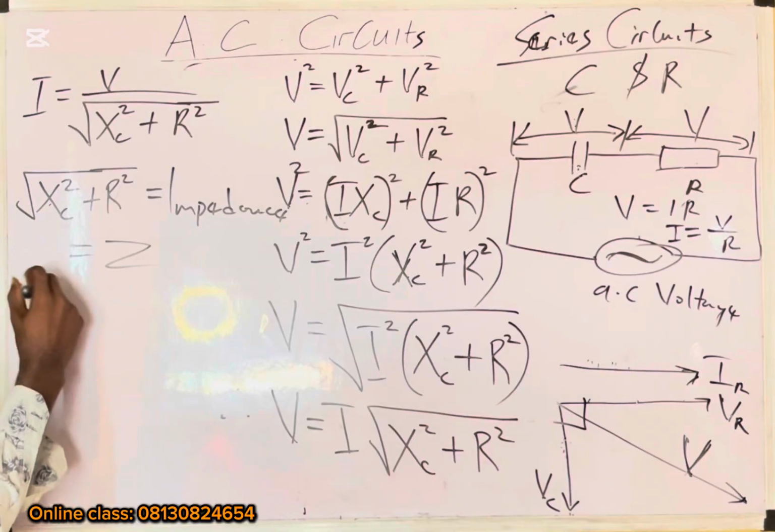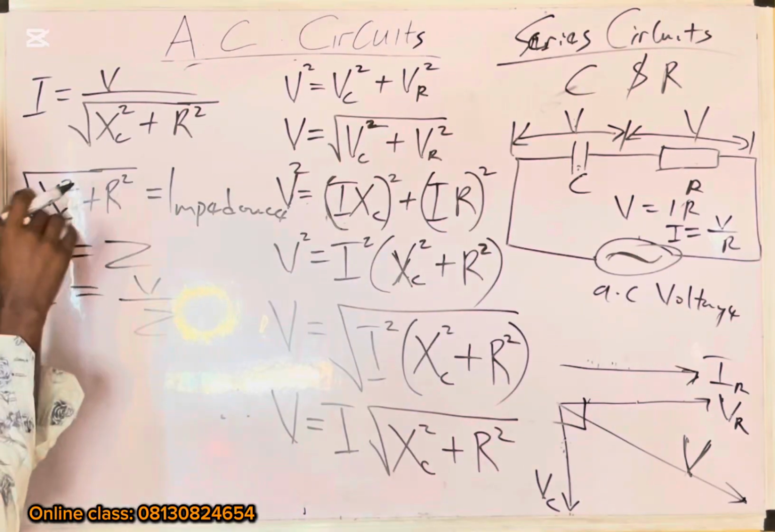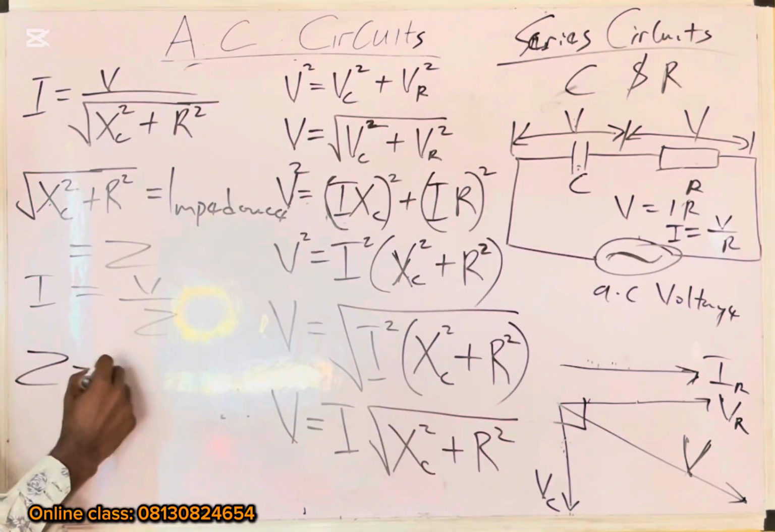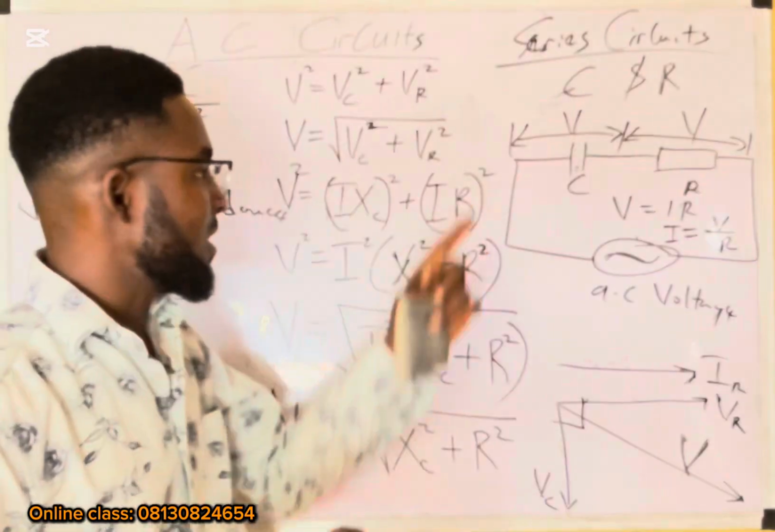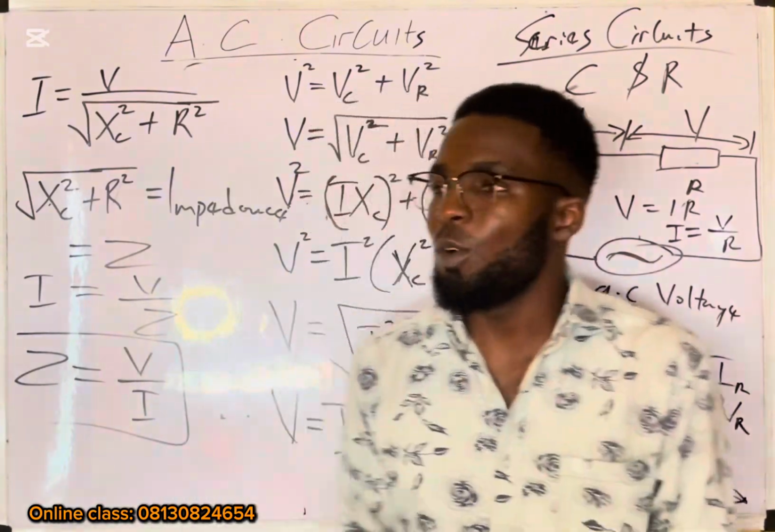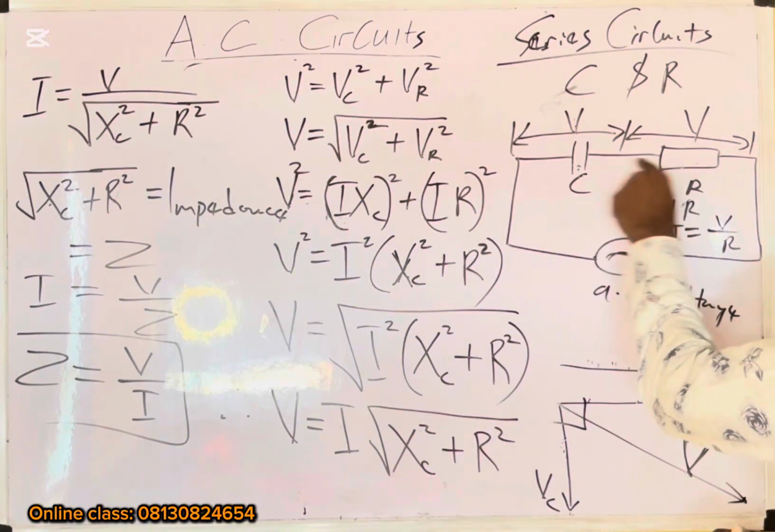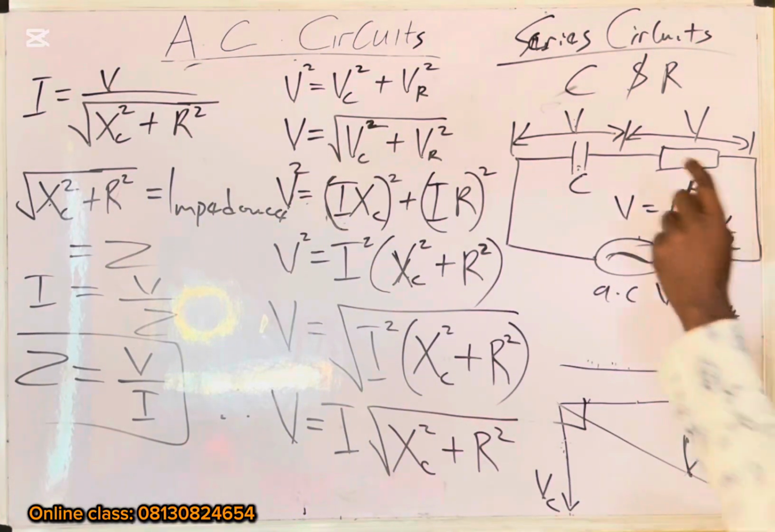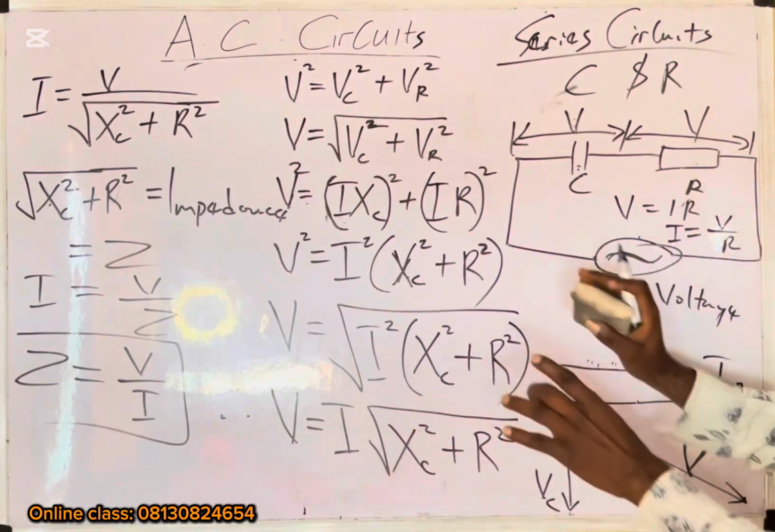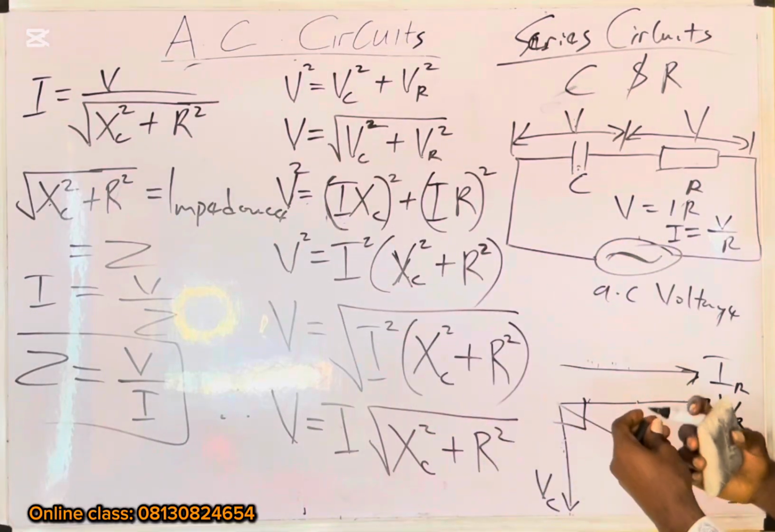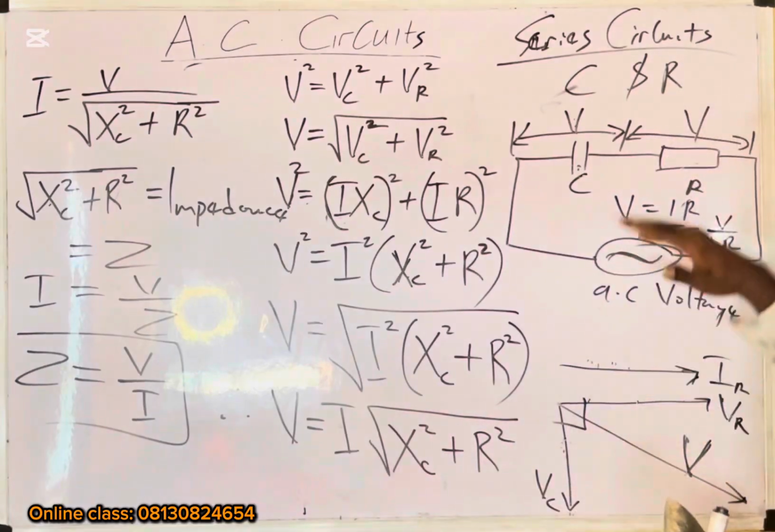So therefore, I is equal to V over Z. Z represents the impedance in this scenario. So therefore, Z is equal to V over I. This is the impedance. And the impedance is the opposition to the flow of current offered in a series circuit by the circuit components of an AC circuit. Okay. Now, this is the impedance.